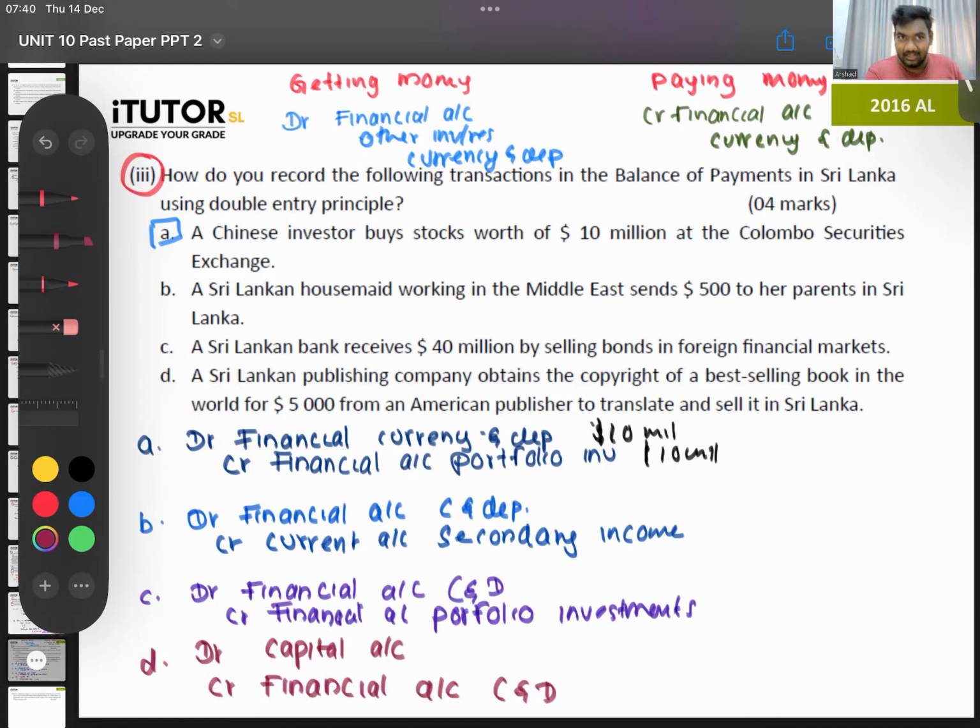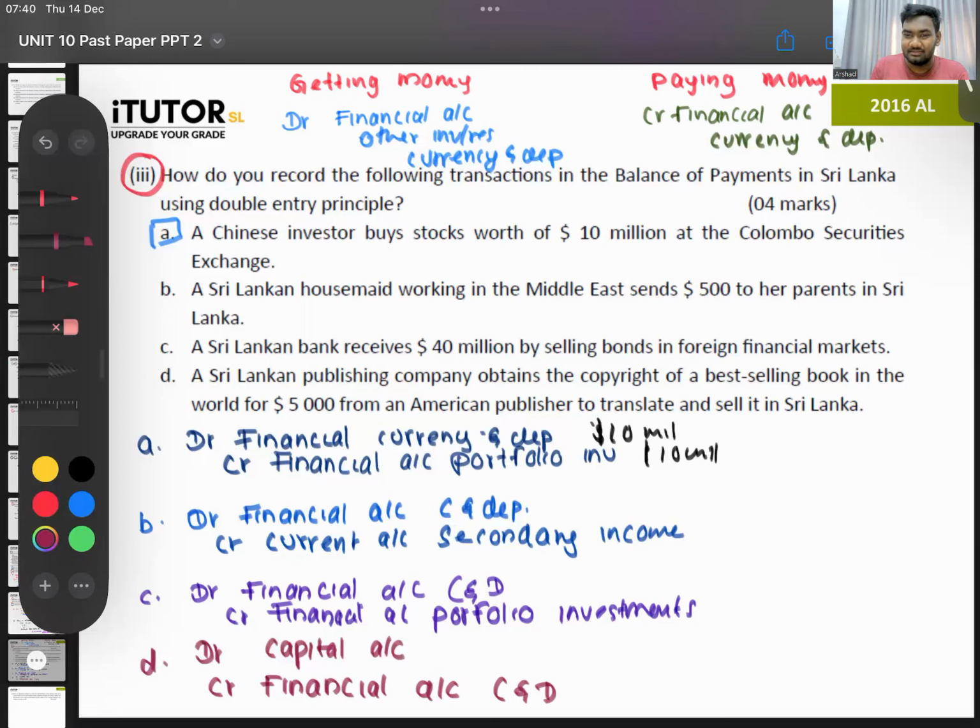Always think, first thing is to figure out, are we getting or paying money? If we are getting money, debit financial account, other reserves, currency and deposit. Paying money, credit financial account, other reserves or other investment, currency and deposit. Then the other side of the transaction, once you figure out one is debit, the other one is automatically credit. You have to know where it goes. That's how it goes.